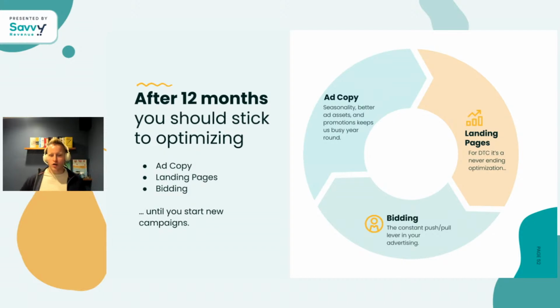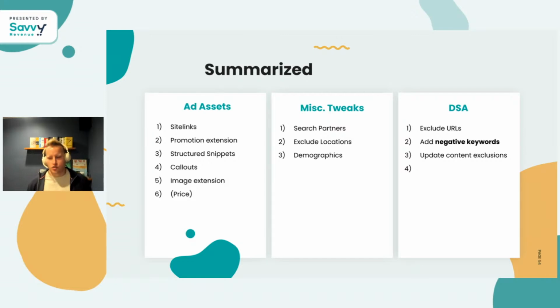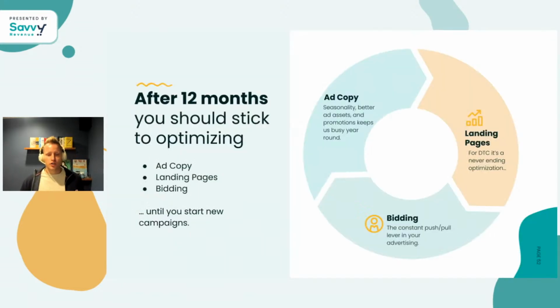After 12 months, when you've done all of these things, when you've rewritten the ad copy, the landing pages, the keywords, when you've worked on the assets and the tweaks in dynamic search ads, what you want to do then is focus on ad copy, landing pages, and bidding. So you're starting your campaigns. The ad copy, you want to update for seasonality, better ad assets, you want the promotions to make sure that it's updated across the board. For landing pages, especially for direct to consumer, it's a never-ending optimization. Should never stop working on landing pages.